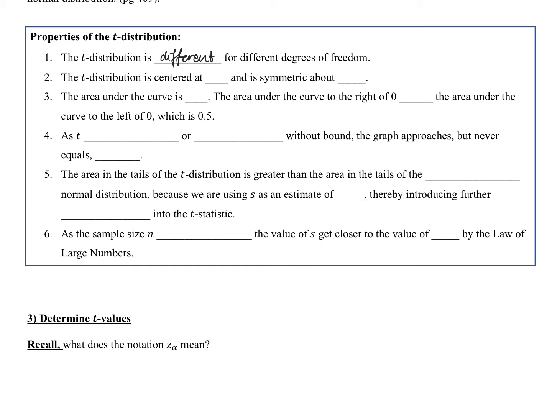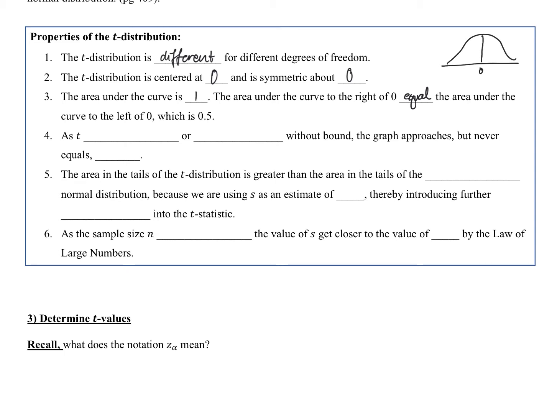Second, the t-distribution is centered at 0 and is symmetric about 0. And then the area under the curve is 1. This is good. This is something we've been working with before. And the area under the curve to the right of 0 is going to be equal to the area under the curve to the left of 0, which is 0.5 or half. So if you take 1, split it in half, you get half on one side, half on the other. I'll go ahead and draw an example.